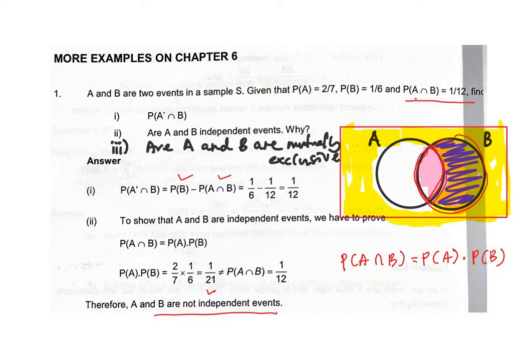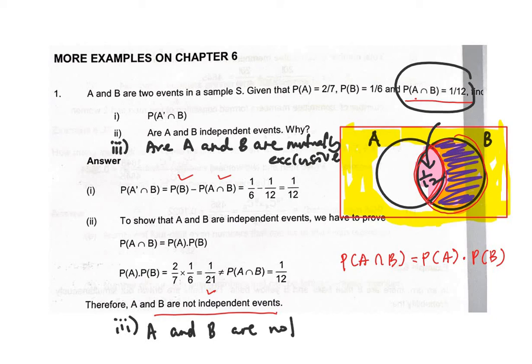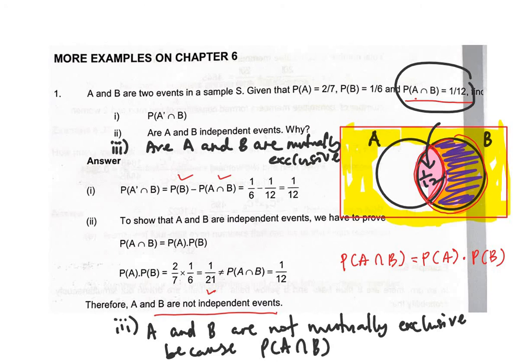So clearly dekat sini kita boleh nampak there is a value in A intersect B, which is the probability is 1 over 12 here. So meaning that A and B are not mutually exclusive because the probability of A intersect B is not equal to 0. Okay, that's all.